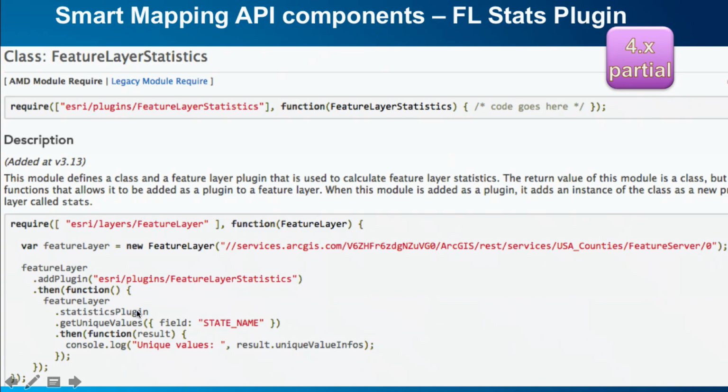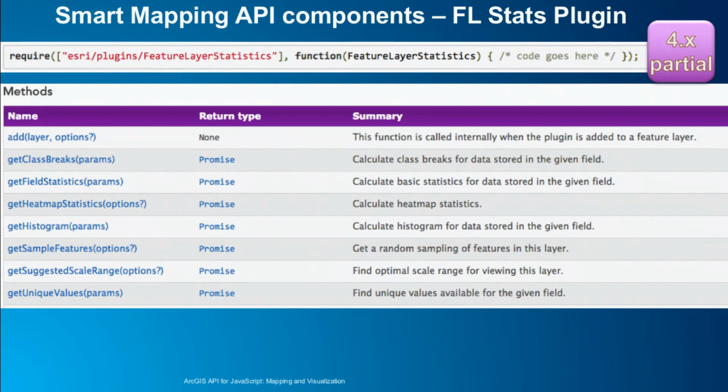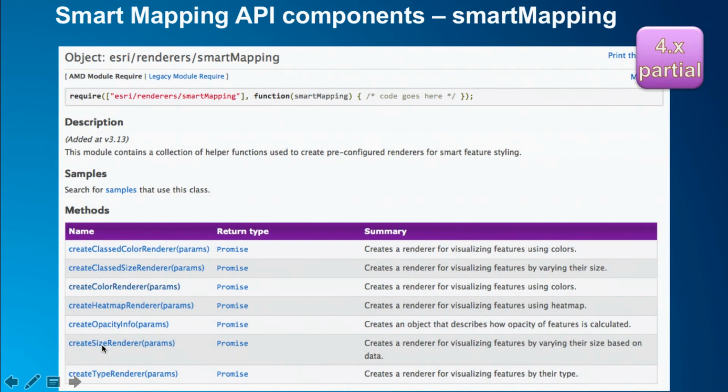It's a feature layer statistics API that has functions to, let's say, get the unique values, and there's a whole bunch of things that it can do. So get the class breaks, get field statistics, get heat map statistics, generate a histogram, sample the features, suggest a scale range, get unique values. Actually, these methods are all very useful in general in the API, even outside of smart mapping.